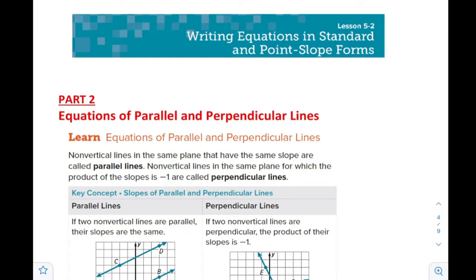In this part, we are going to write equations of parallel and perpendicular lines.